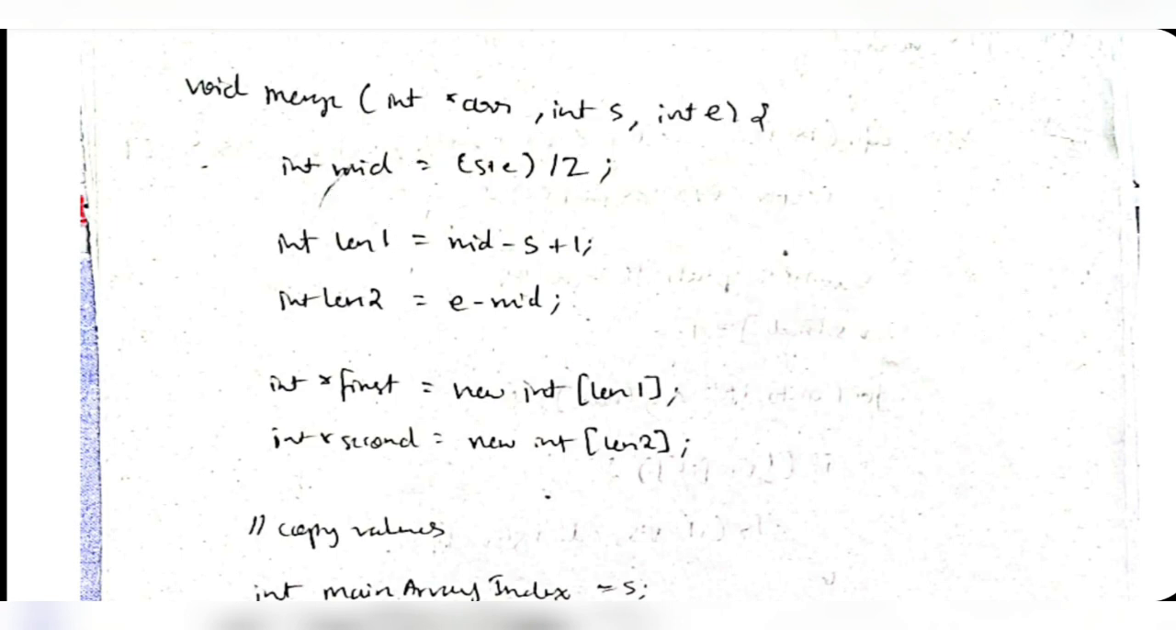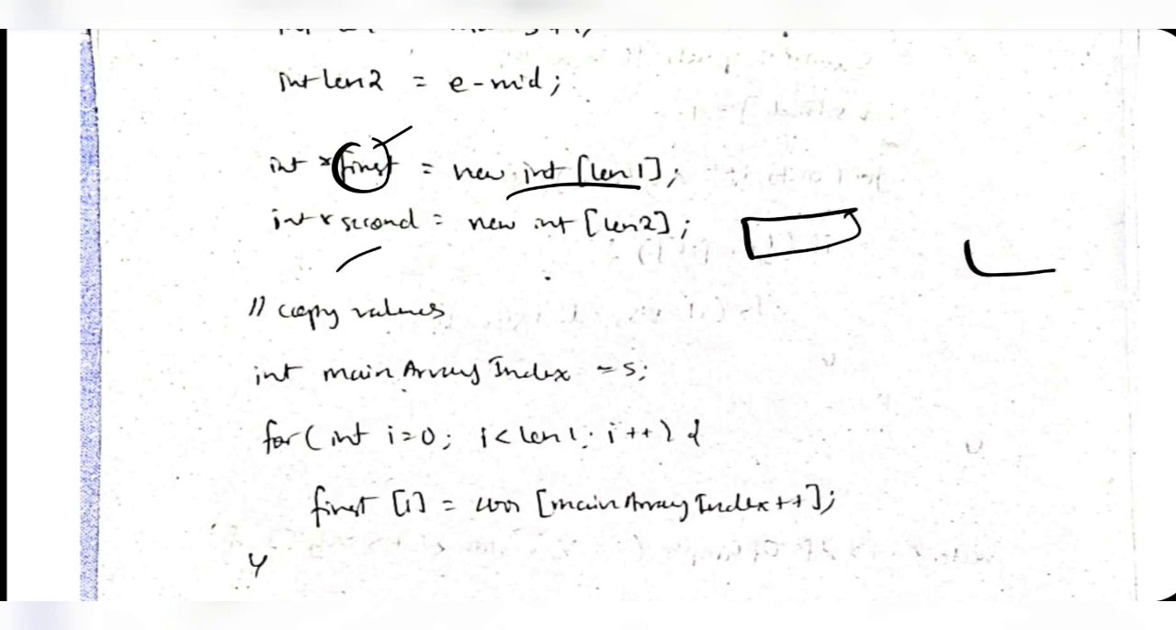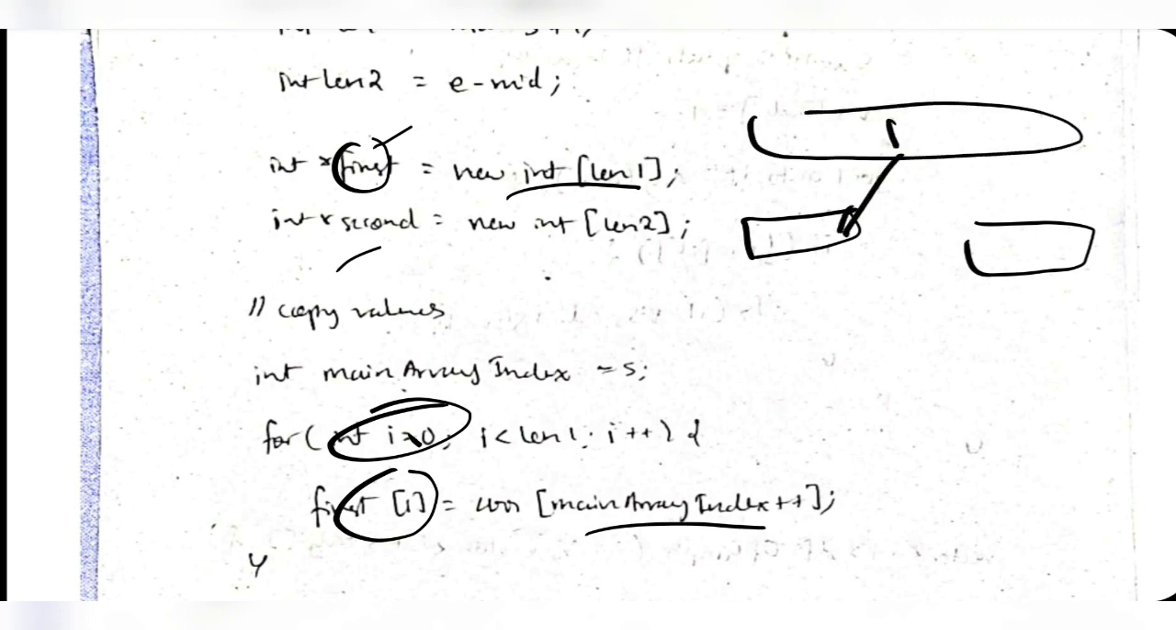And after that, the first is a pointer for the first half array, and this is the pointer for the second half array. Then we copy from 0 till mid index plus 1 from the main array. This much values are copied in this array, and this much values are copied in this array by using two for loops. This is the first for loop, and this is the second for loop. Two index values are copied, we have done the half.